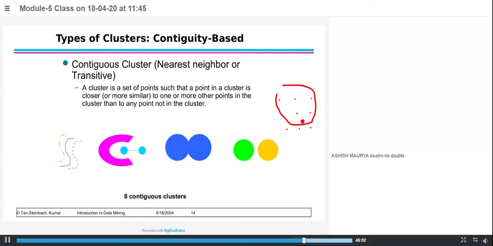We cannot say it belongs to the other one. I'm only speaking with respect to this point. We cannot say this point belongs to that cluster. A cluster like this is called a contiguous cluster. These are some different contiguous cluster examples. Sometimes the neighbor of this point, this one, maybe belongs to a cluster like this.